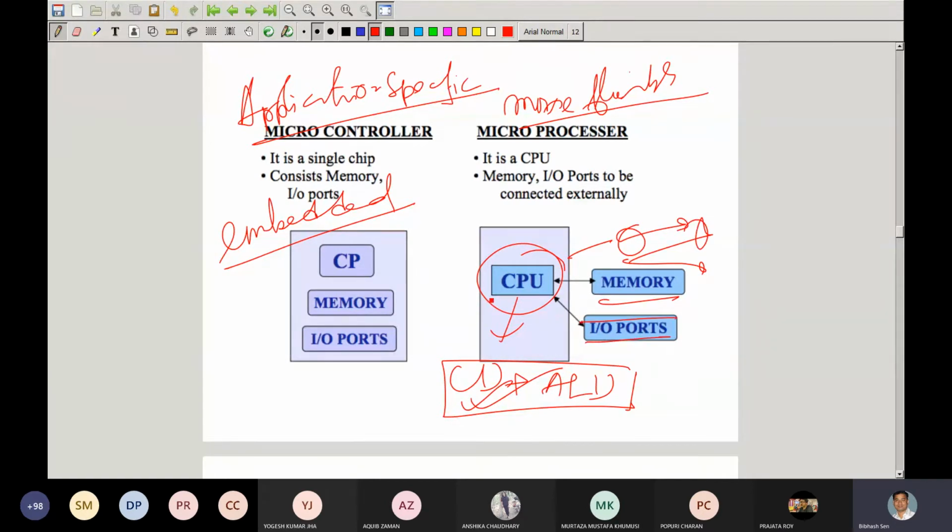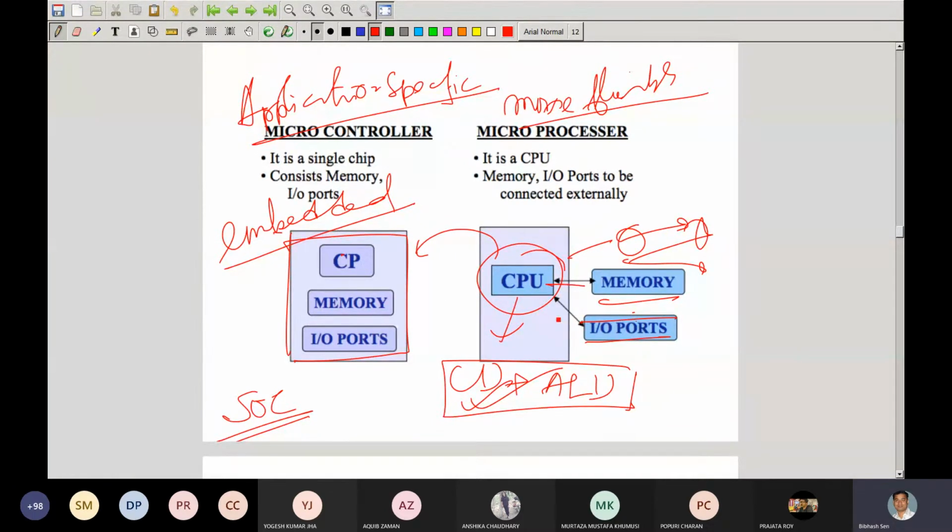But in contrast to the microprocessor, in a microcontroller, the CPU and the rest of the components will be in a single chip. So you can say it is like a system on chip concept also. So in a microcontroller, in a particular single chip, all the components along with the CPU are combined. Main memory or ROM, RAM, everything on a single chip.